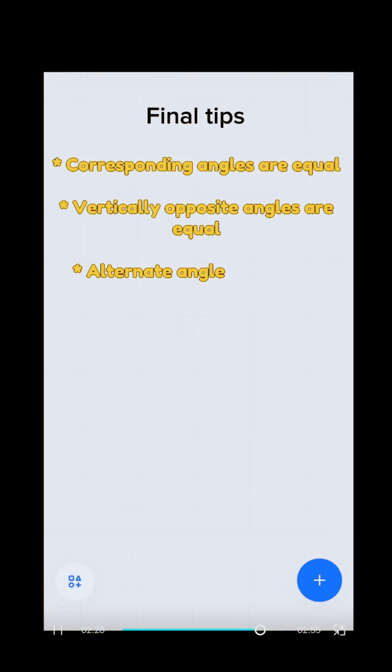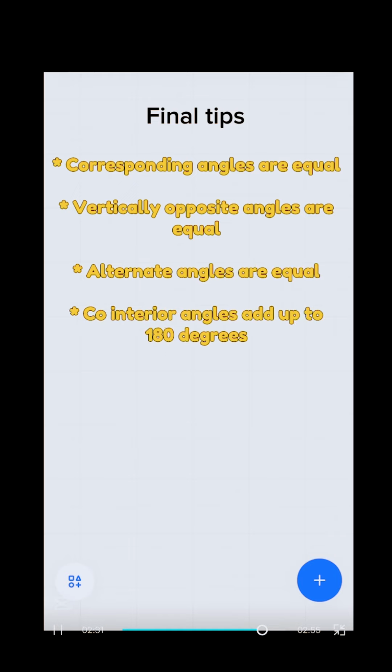Now the final tip. Once you know these simple rules: corresponding angles are equal, vertically opposite angles are equal, alternate angles are equal, and co-interior angles add up to 180 degrees, you can solve any diagram involving parallel lines and a transversal like a pro.